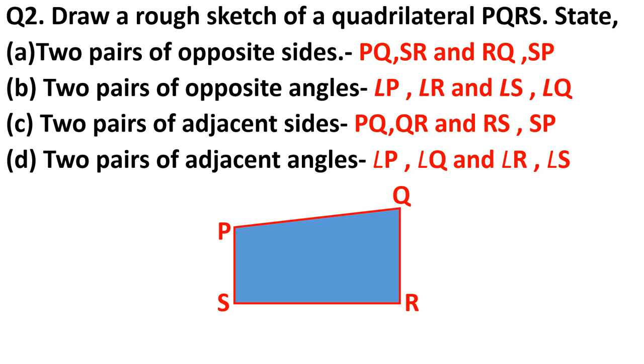Now two pairs of adjacent sides, adjacent sides in which one vertex is common. PQ and QR. This is one pair. RS and SP. This is the other pair. Two pairs of adjacent angles: angle P, angle Q, and angle R, angle S.